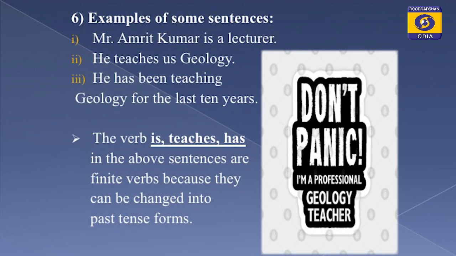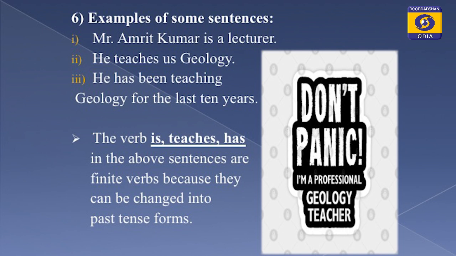Okay. Now you see examples of some sentences. Here you see, Mr. Amit Kumar is a lecturer. He teaches us geology. He has been teaching geology for the last 10 years. In these 3 examples, in the first example, Mr. Amit Kumar is the subject, and in the predicate part, is is the verb. In the second sentence, he is the subject, and in the predicate part, teaches is the verb, or we can say the finite verb, as this verb tells us about the tense of the sentence.